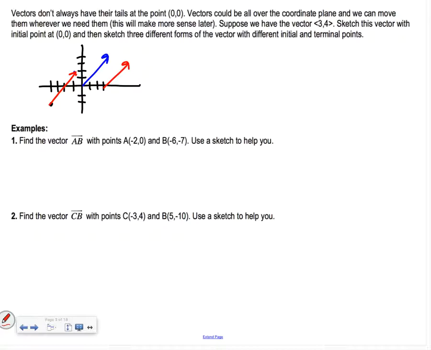That's all we're doing. Can you find any other one? Doesn't matter where you start. So what about if I started here and I went over 3, up 4? Right, that would be a third vector. These are equivalent vectors.